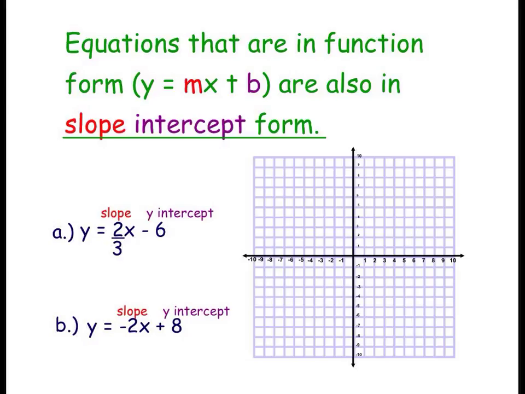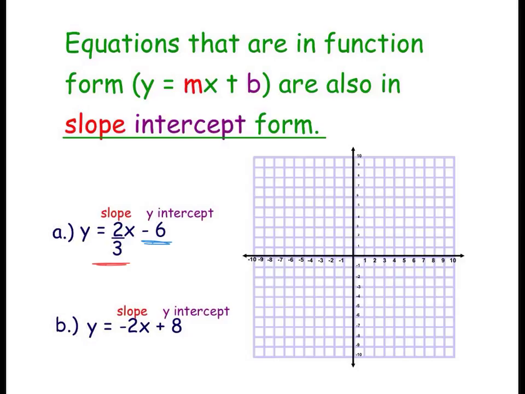So let's look at some equations in function or slope-intercept form. The name slope-intercept is exactly what the numbers in the equation give us. The first number is our slope. The second number is our y-intercept. So when we graph a line in slope-intercept form, we don't have to make a table. We don't need to find the intercepts by plugging in 0. We simply use the two pieces of information given to us in the equation.